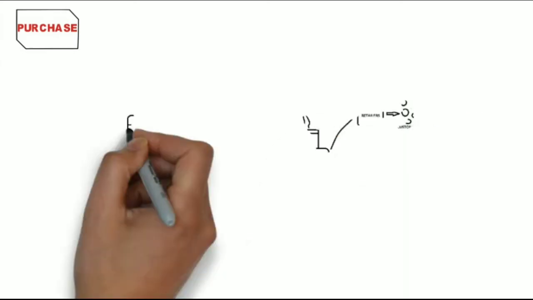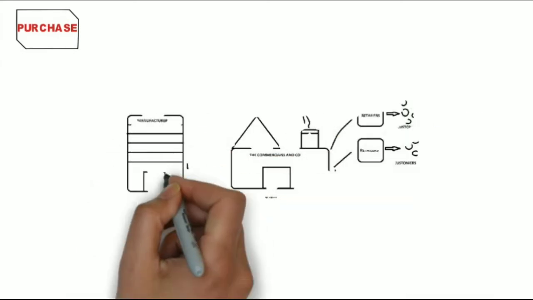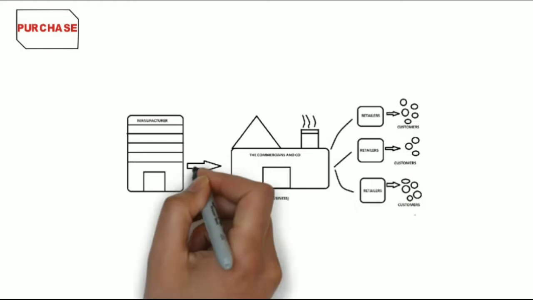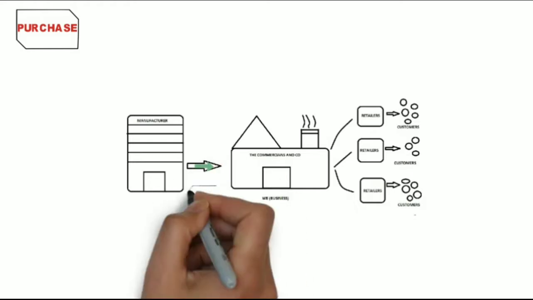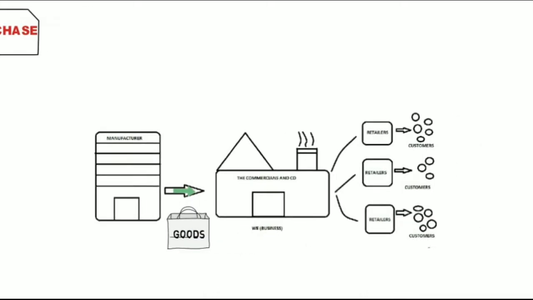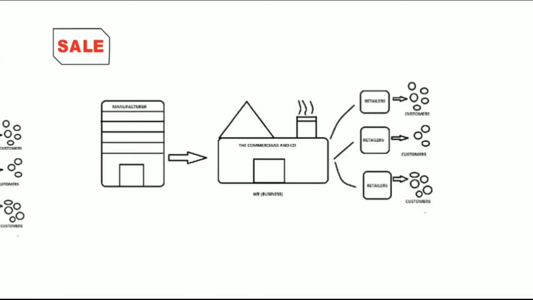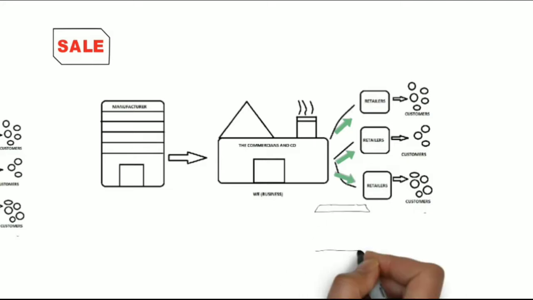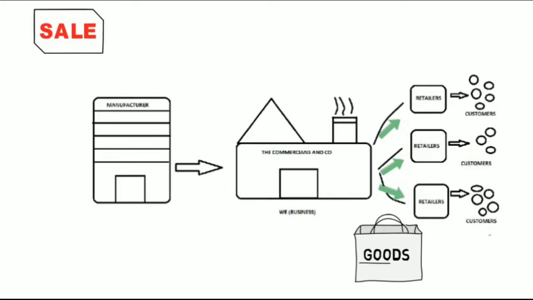So the first term we will learn here is purchase. When you buy goods, we mark the transaction as purchase. It only deals in goods, not assets. Goods means our business product or item. Our next terminology is sale. When we sell goods, we mark the transaction as sale.